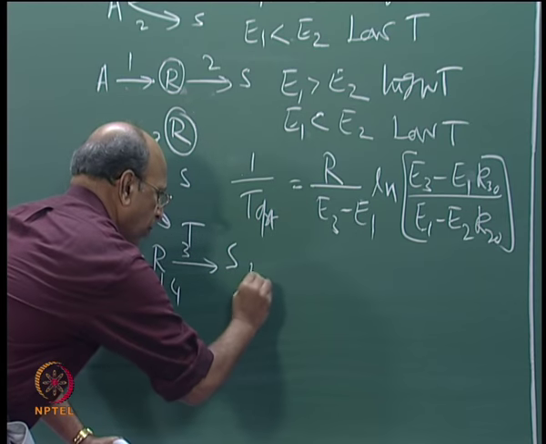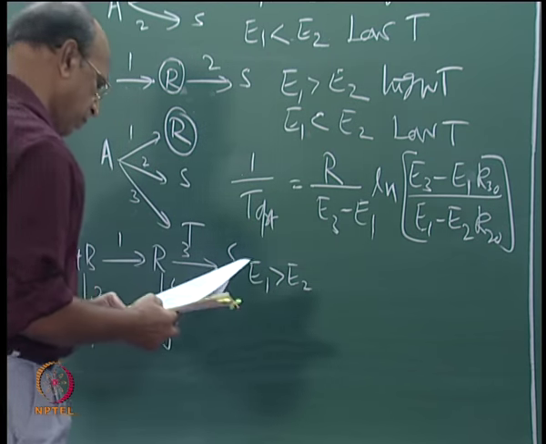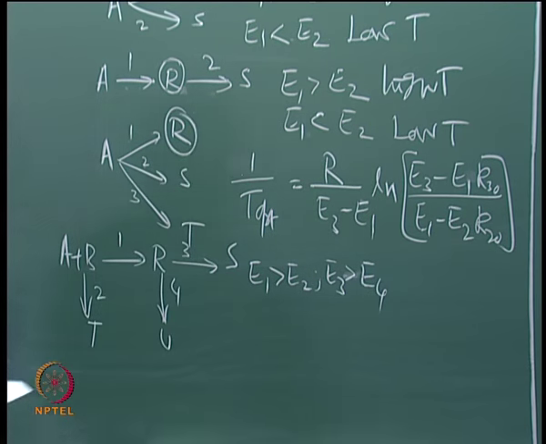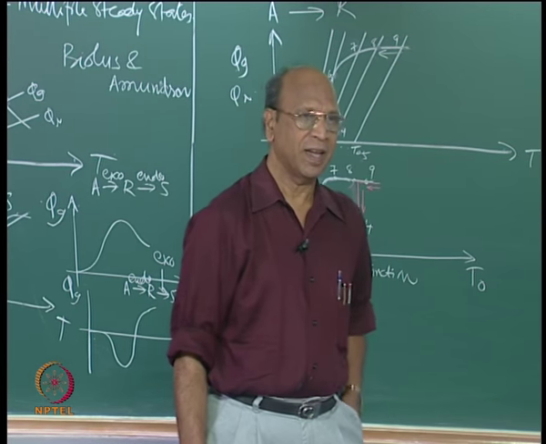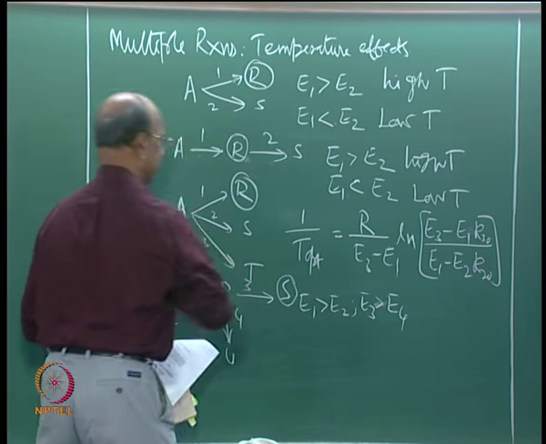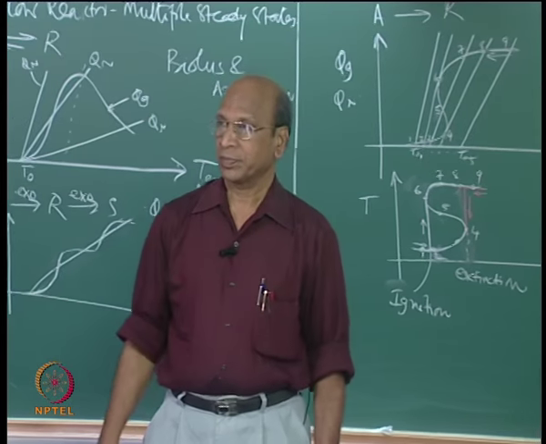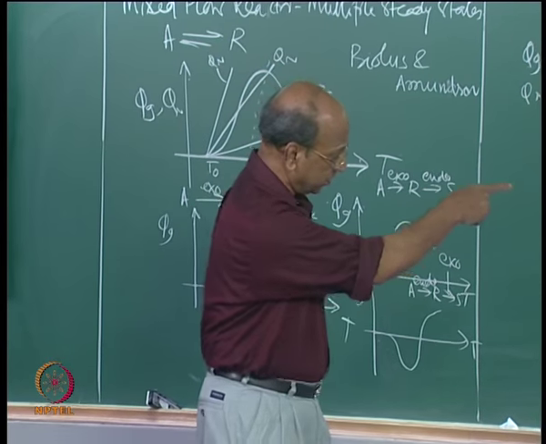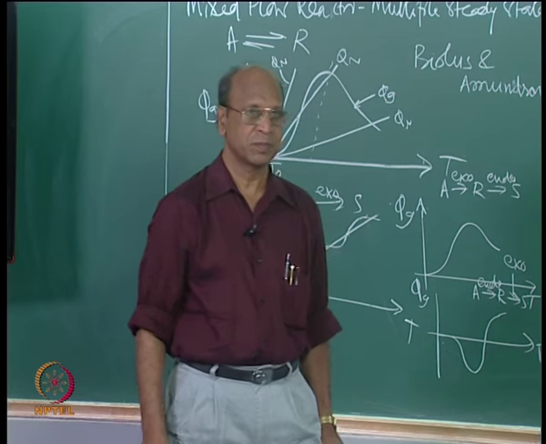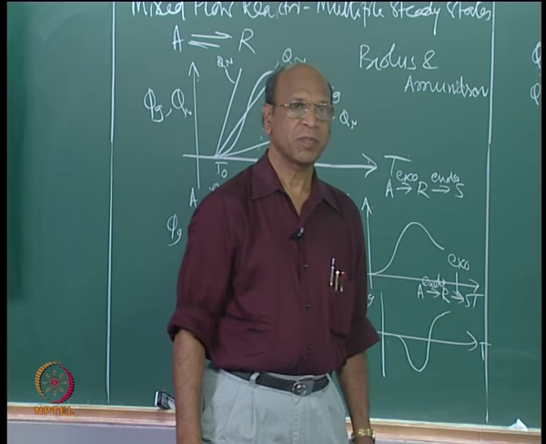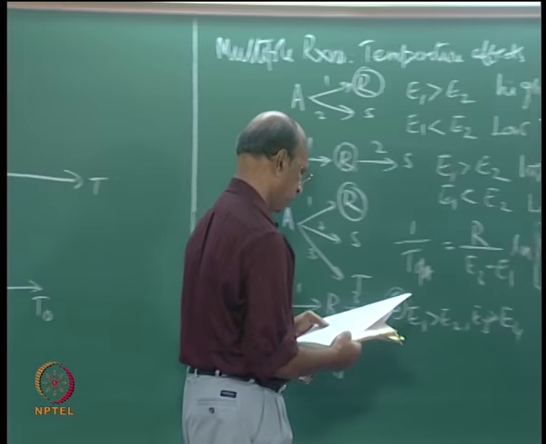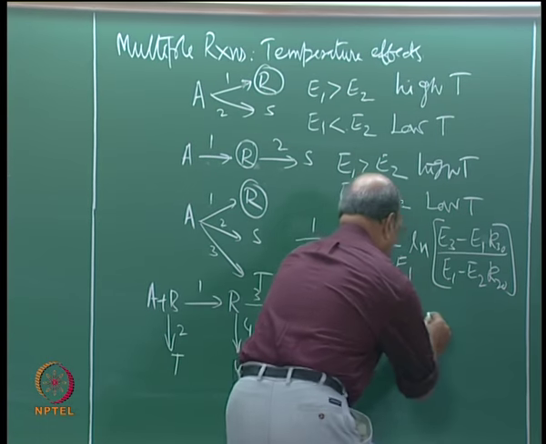The first combination is E1 greater than E2 and E3 greater than E4. What is the temperature scheme now? Yeah, Pooja. Oh, desired product. Very good question. Yes, see, this one is desired. Not R. Here we have S as the one. Go for maximum possible temperature. I will tell you here S, and I will ask R in the examination. Go for maximum possible temperature, sustained. So that means uniformly we have high temperature.